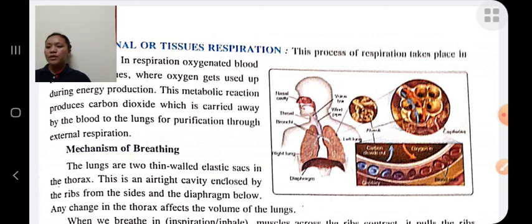These are some fundamentals of anatomy, physiology and kinesiology.